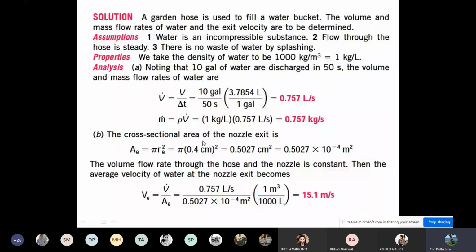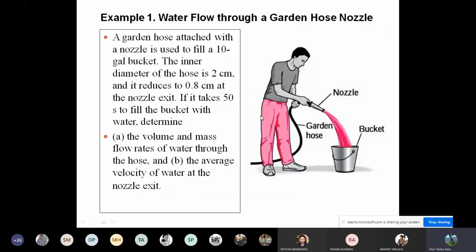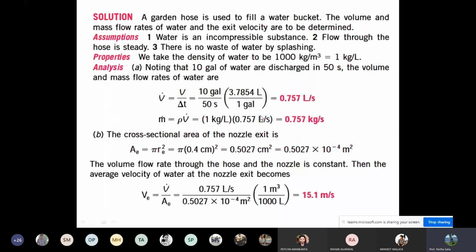Now the cross-sectional area of the nozzle exit is pi d squared by 4, or pi r squared. The exit diameter is given as 0.8 centimeter, so the radius is 0.4. The volumetric flow rate through the hose at the nozzle is constant. Then the average velocity of water at the nozzle will be the same volumetric flow rate, 0.757 liter per second, divided by that area. The area is different, so the velocity will be higher, and it becomes 15.1 meter per second. That is the velocity of water at the exit, or at the nozzle.